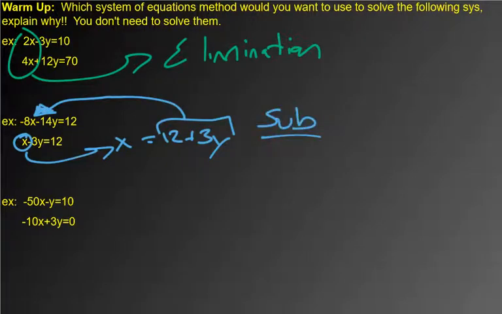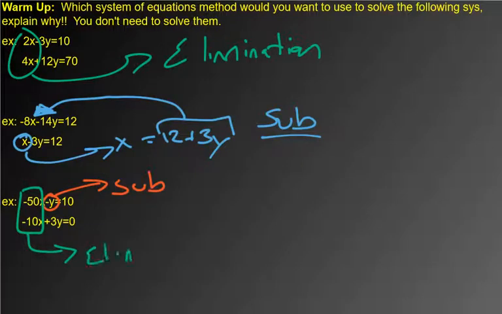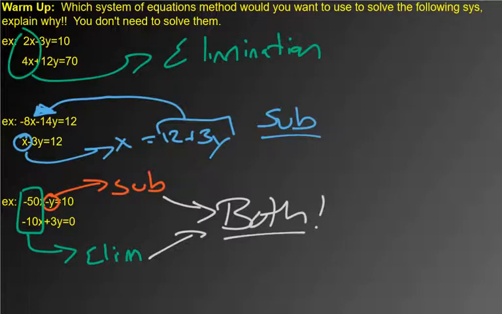The last one is kind of different because you have this, which kind of screams substitution, but you also have a common multiple here, and that means you could do elimination. This is one where both would be good. I really don't think there's one that's easier here. That's one where I would say whichever one you're more comfortable with, you should do.